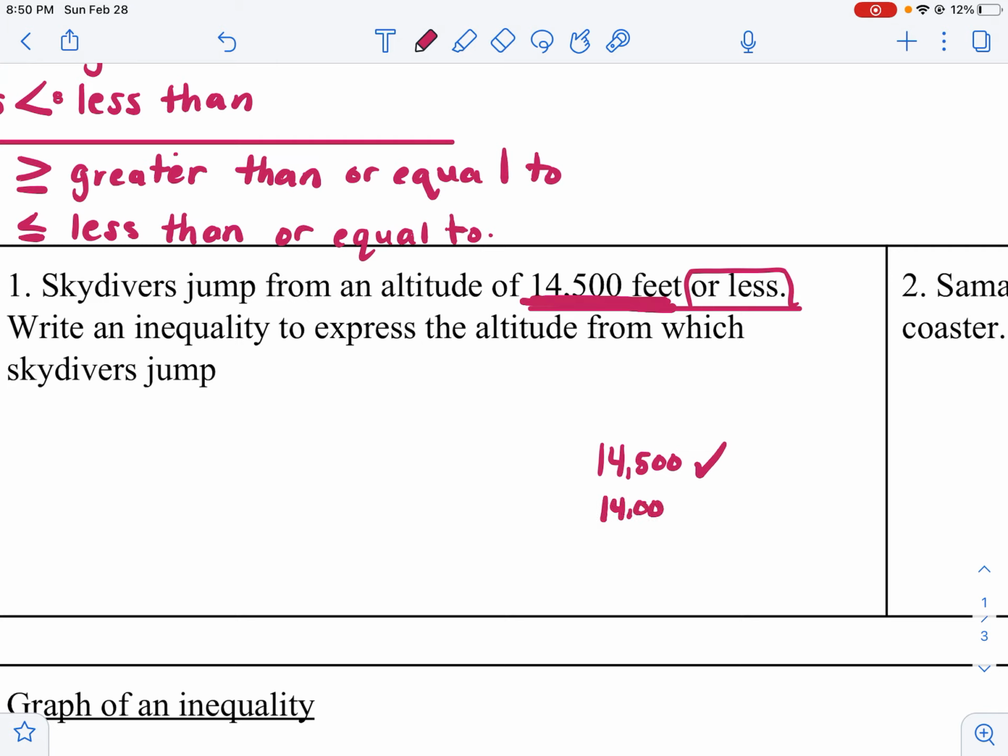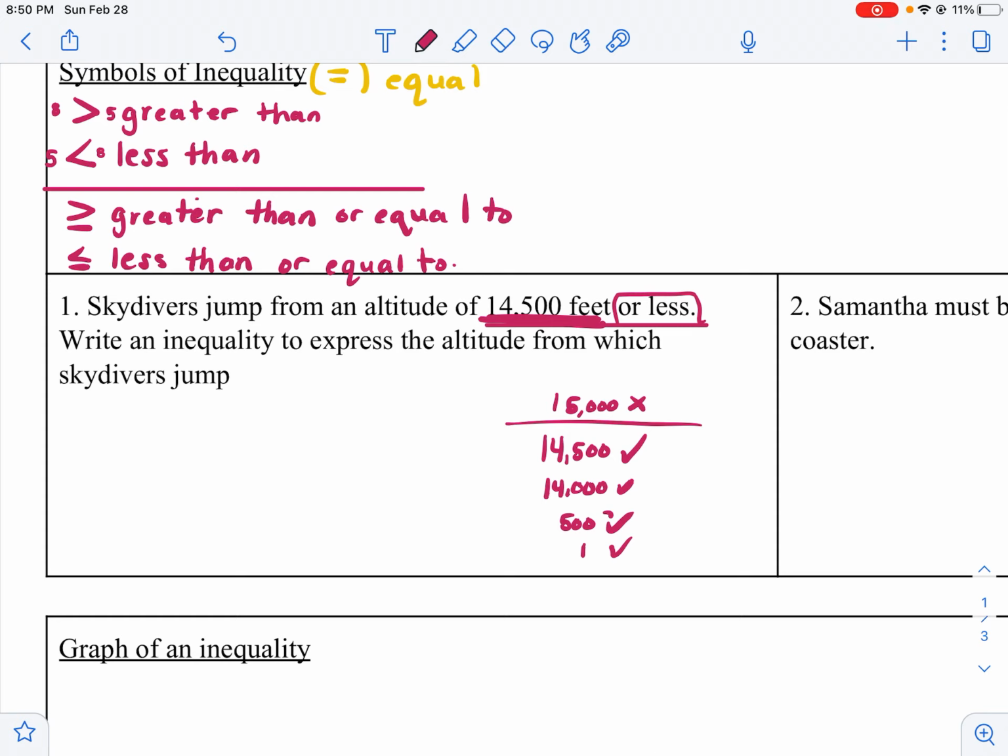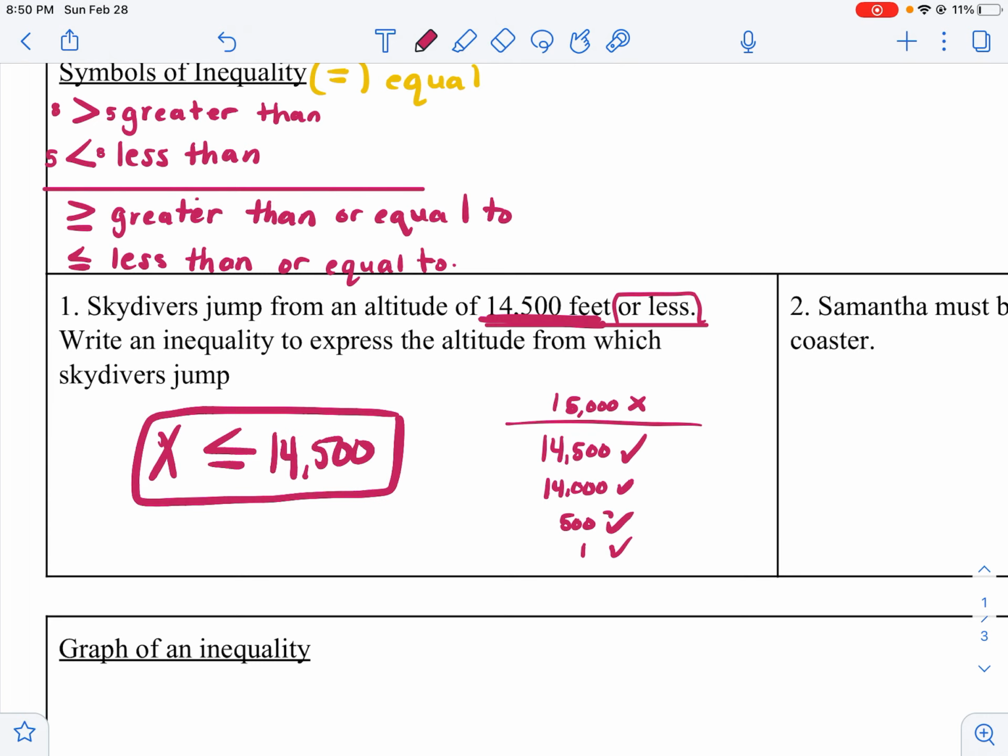So 14,000 is okay. 500 is okay. 1 foot is okay. But when we go above it, like 15,000 feet, that is not okay. So all of the possibilities represented by x, so x has to be less than or equal to 14,500.